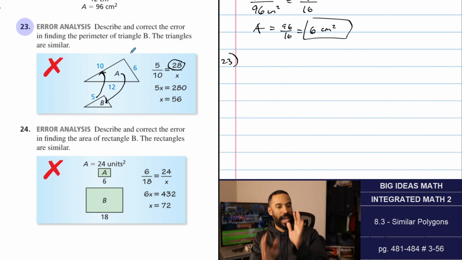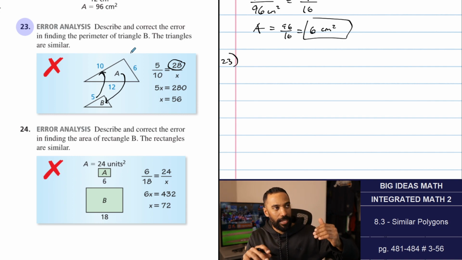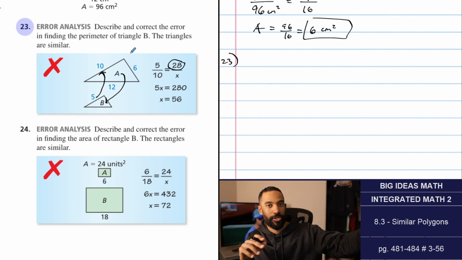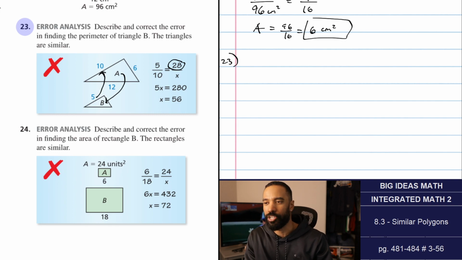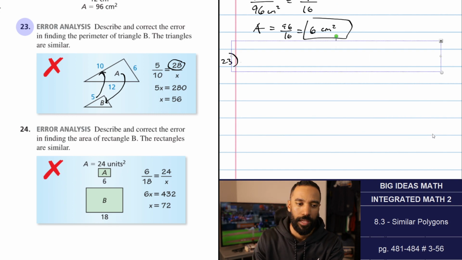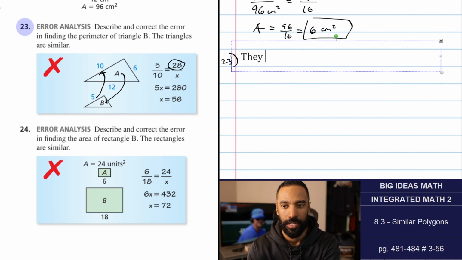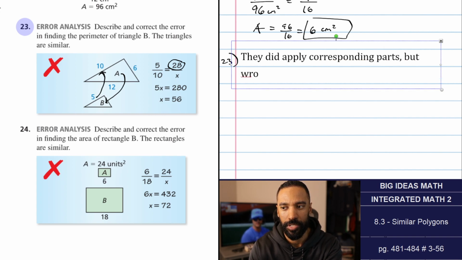The directionality was wrong when it comes to proportionality. This would say a pebble is to a boulder as a man is to a baby. They kind of went the wrong direction when it came to writing out their correspondence. So they did apply corresponding parts, but wrote the ratios in opposite directions.